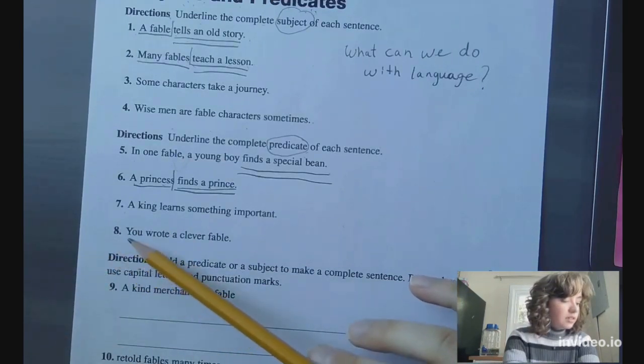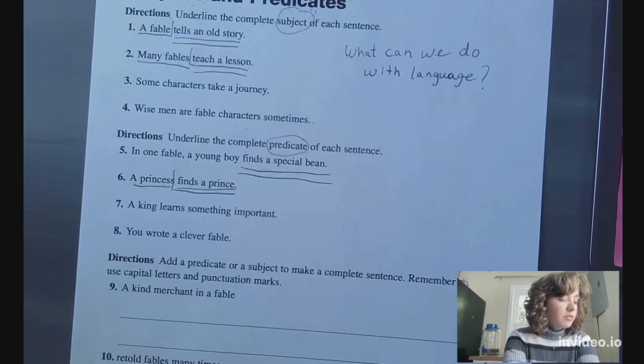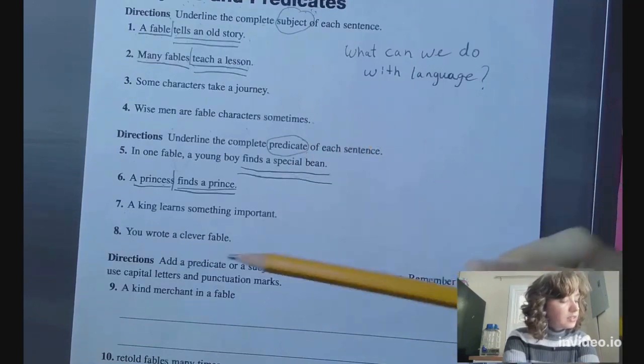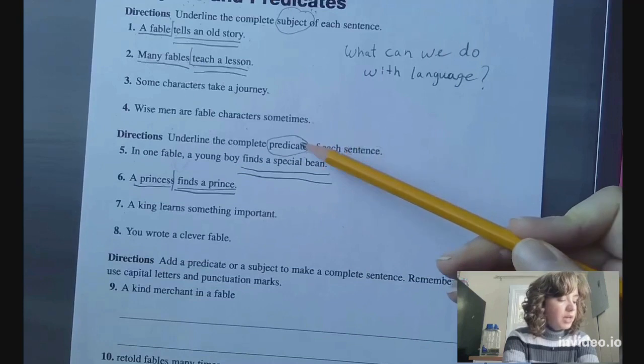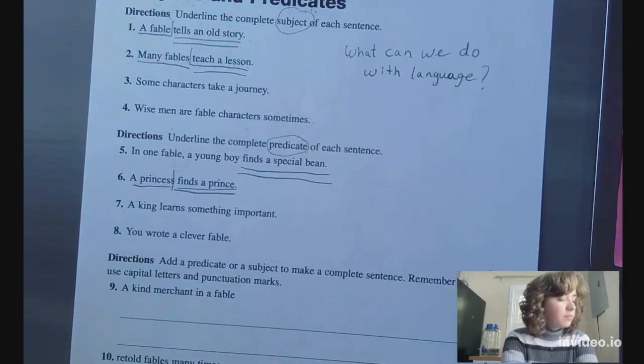Number 8. You wrote a clever fable. Go ahead and underline what you think is happening in the sentence. The predicate is what you think is happening. And underline that twice. Okay, when you're ready, we'll move on. Again, pause the video when you need to.